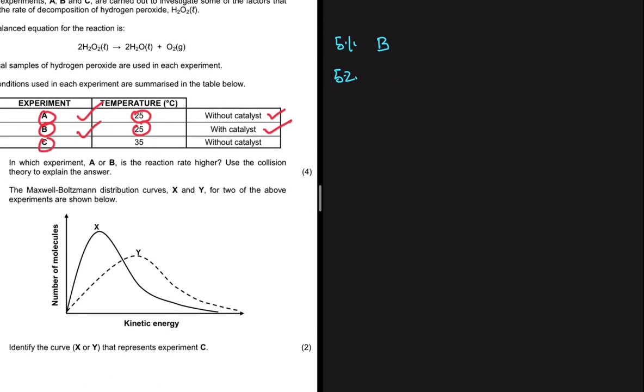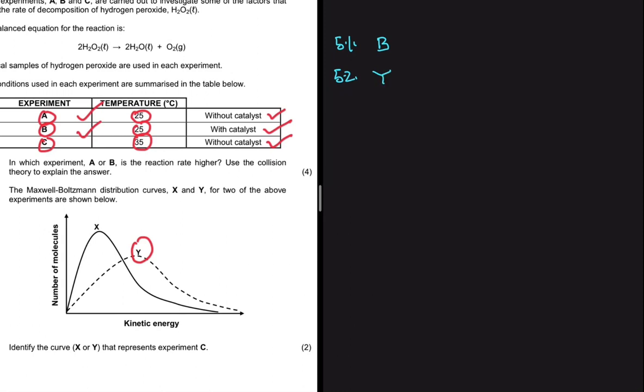The temperature is 35 degrees Celsius. In A and B, the temperature was 25 degrees Celsius, and it is without a catalyst. So which curve, X or Y, is for experiment C? Curve Y is for experiment C. So the answer for 5.2 is Y. Why are we saying that?